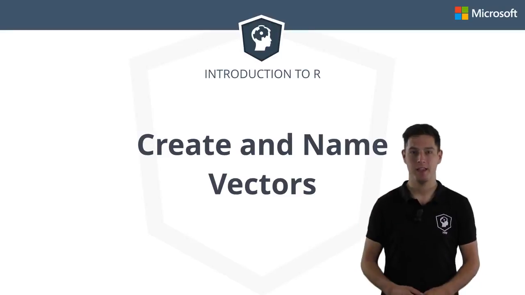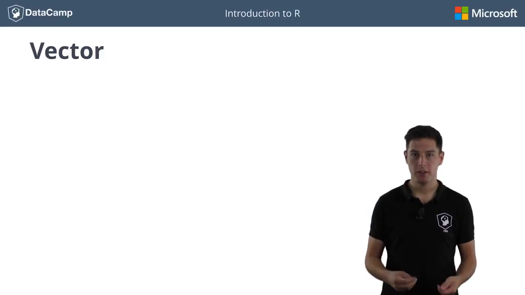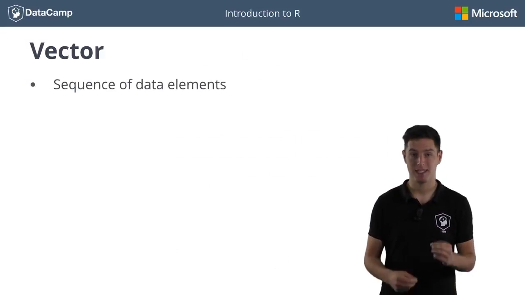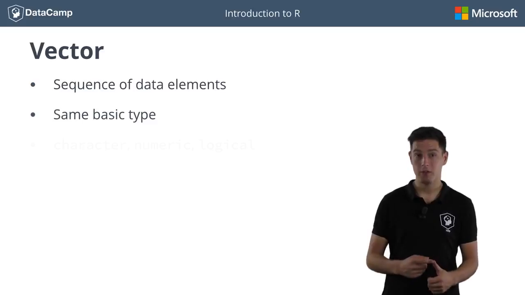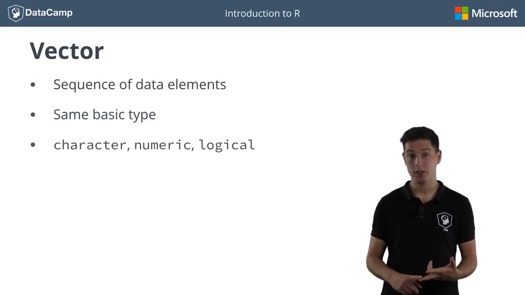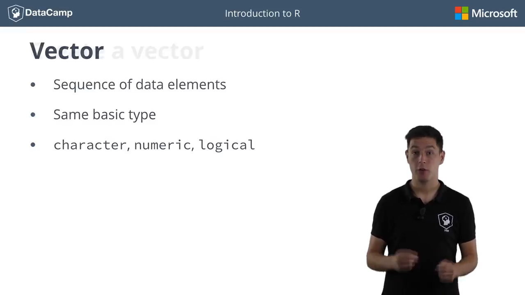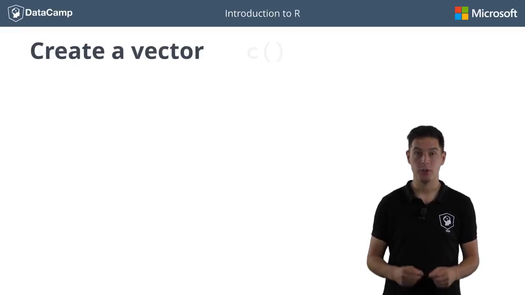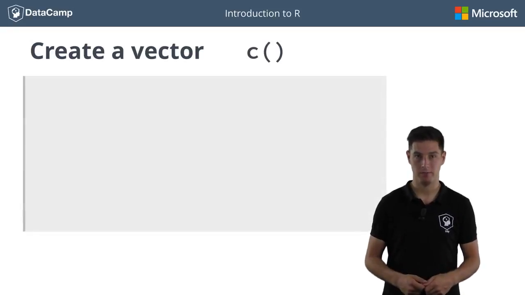Hi again. In this video I'll be talking about vectors. A vector is nothing more than a sequence of data elements of the same basic data type. Remember the atomic vector types I discussed before? You can have character vectors, numeric vectors, logical vectors, and many more. First things first, creating a vector in R. You use the c function for this, which allows you to combine values into a vector.